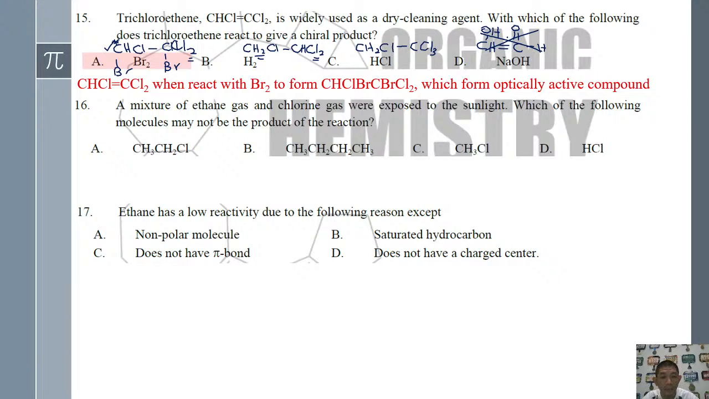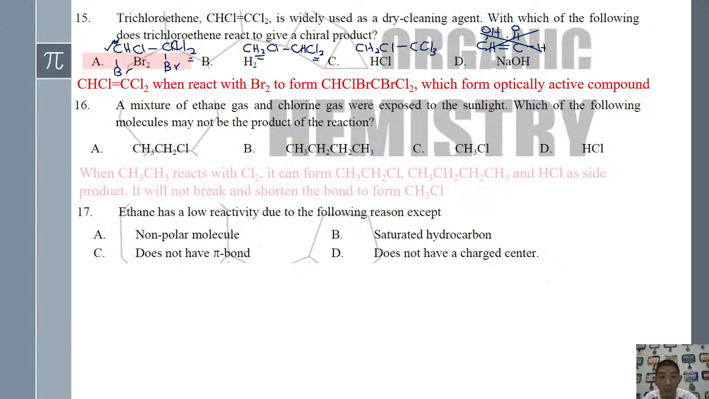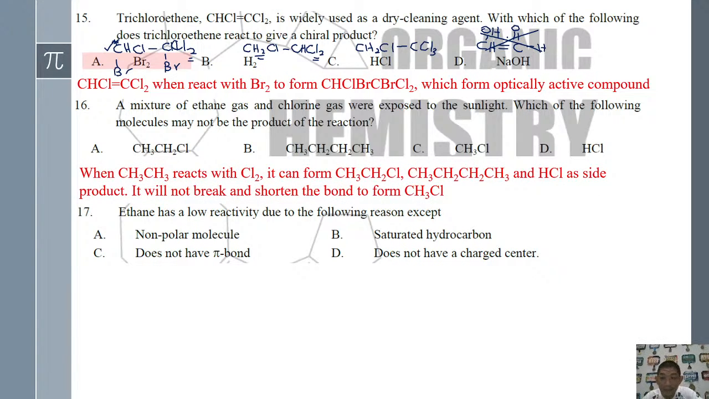Number 16. A mixture of ethane gas and chlorine gas were exposed to sunlight. Which of the following molecules may not be the product of the reactions? So you have to understand the series of steps of reactions that is formed from here. When chlorine reacts with CH3CH3, it can form many products starting from CH3CH2Cl, CH3CHCl2, HCl as a side product. So what could not be the final product in here? The answer in here is C, because C has only one carbon. In the homolytic fission, you cannot break the carbon-carbon bond. Cannot. Okay, so this is for number 16.